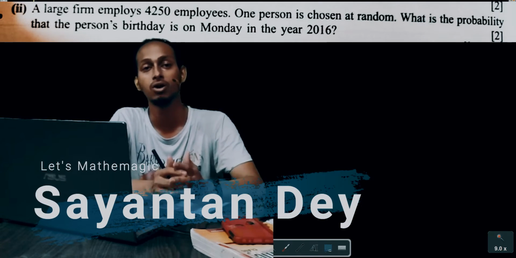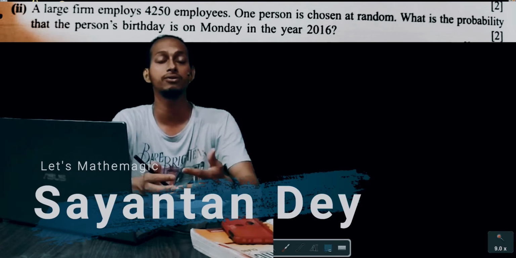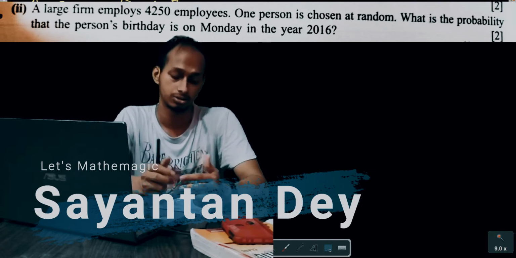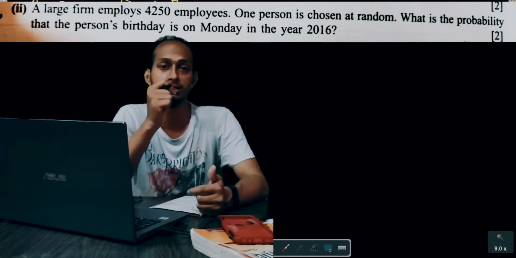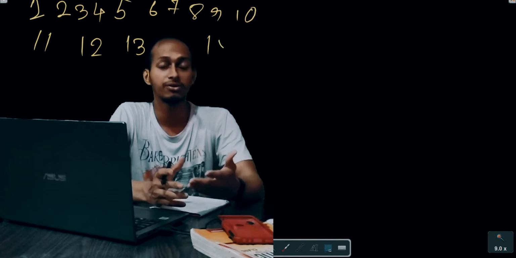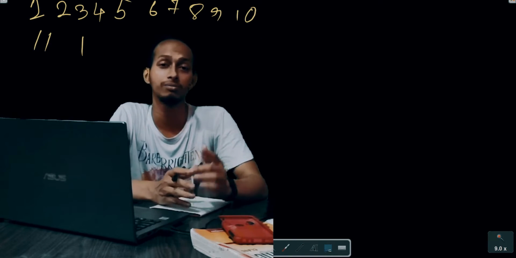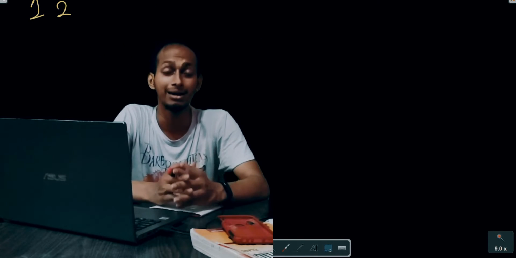So there are 4,250 employees in our office. We have to find out the probability of the birthdays falling on one day. First of all, let me tell you the formula of probability. The formula of probability is the number of favorable outcomes divided by the total number of outcomes. Here the number of favorable outcomes is only one, because there are 7 days in a week and Monday is one of them.